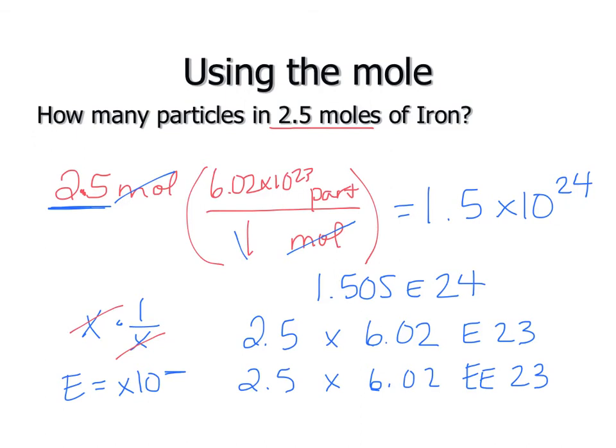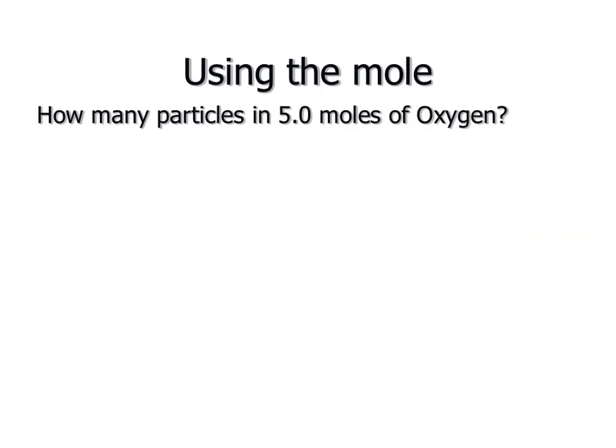Alright, so we'll do some more practice. So this time, how many particles in 5.0 moles of oxygen? I did this one on purpose because you have to remember oxygen always forms O2. So if we have 5 moles of oxygen, that's really like having 10 moles of single O's. Since we want to get into the particles or the atoms, we have to account for that. So our starting number is going to be 10 moles.